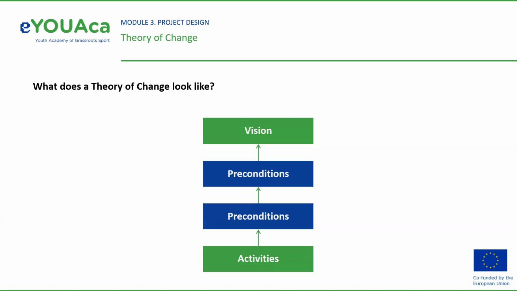Take each precondition in turn and think about if and how your project could achieve it. This may include describing the activities you will carry out and what will make activities particularly successful. Arrows show which activities lead to which precondition, which preconditions lead to which other preconditions, and which preconditions lead to the vision. These arrows showing cause and effect should reflect the complexity of how change could happen.